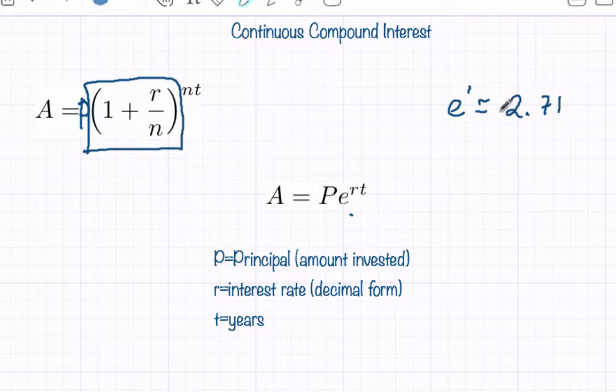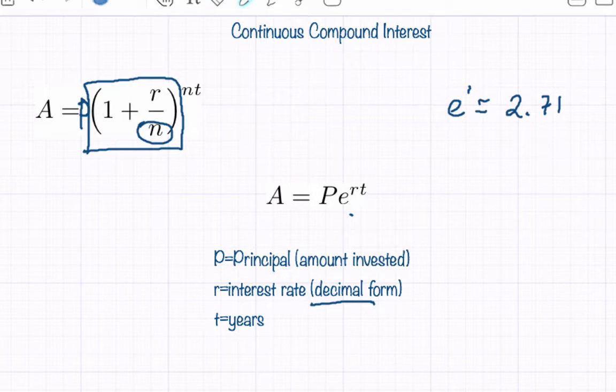So this idea, if we compound continuously over and over again, gives us a new formula for interest, which is A equals the principal times e to the rt. Our growth factor, as n gets really large, is going to get closer to the constant e. e to the first is 2.71. So this is what we're going to use. P is still the principal, that means the amount invested. r is your interest rate, don't forget, in decimal form, and t is the number of years.